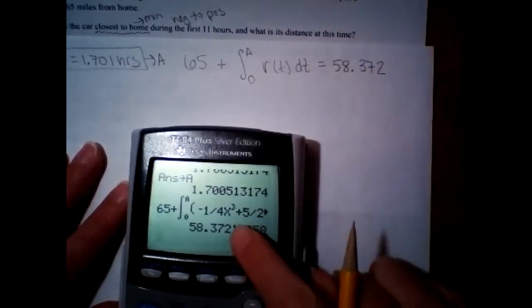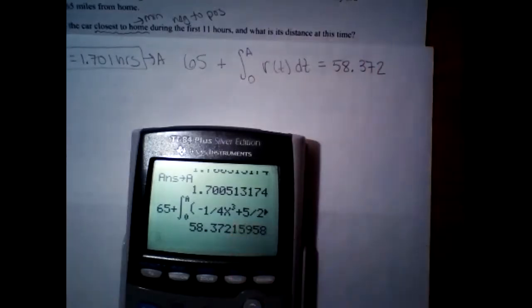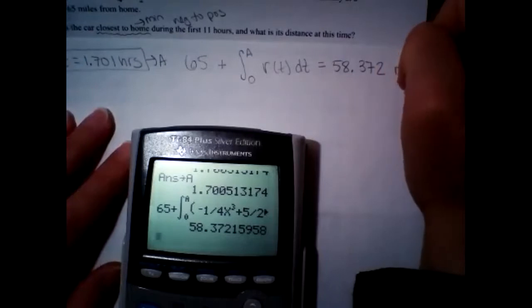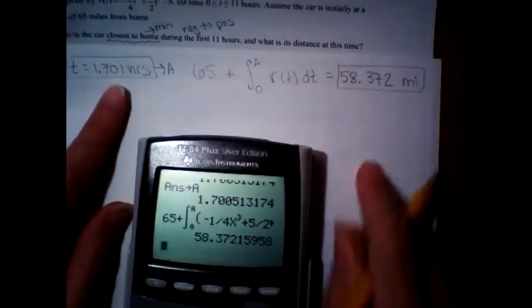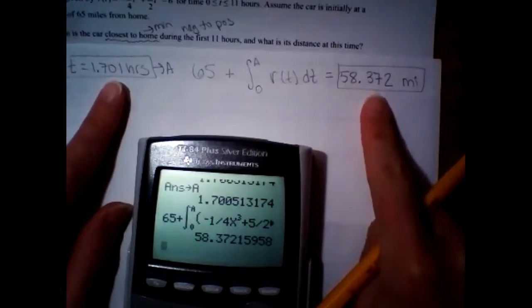So this is 58.372. Now that's the distance from home. So that is in miles. So at this time, the car was this many miles, and that was the closest to home that it got.